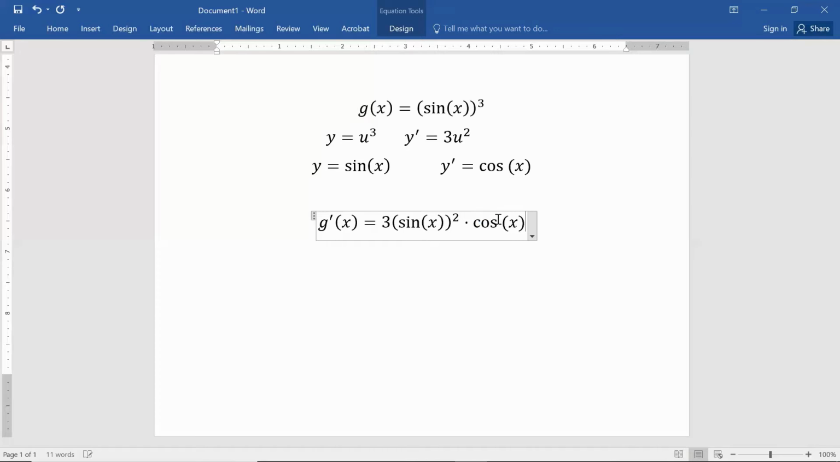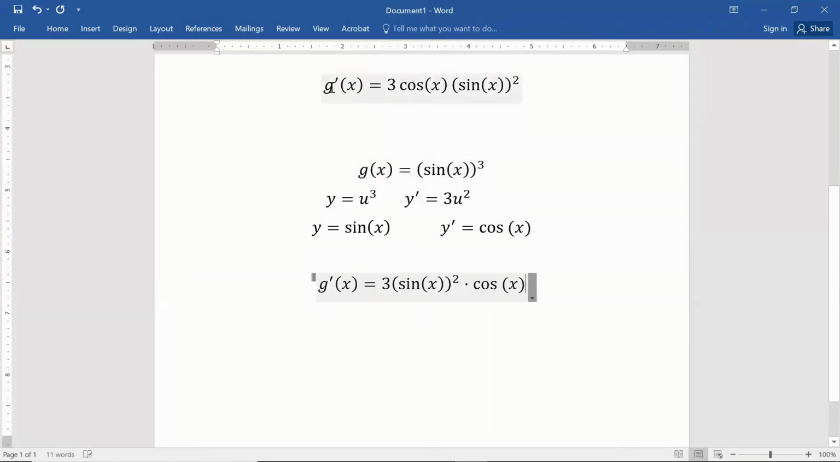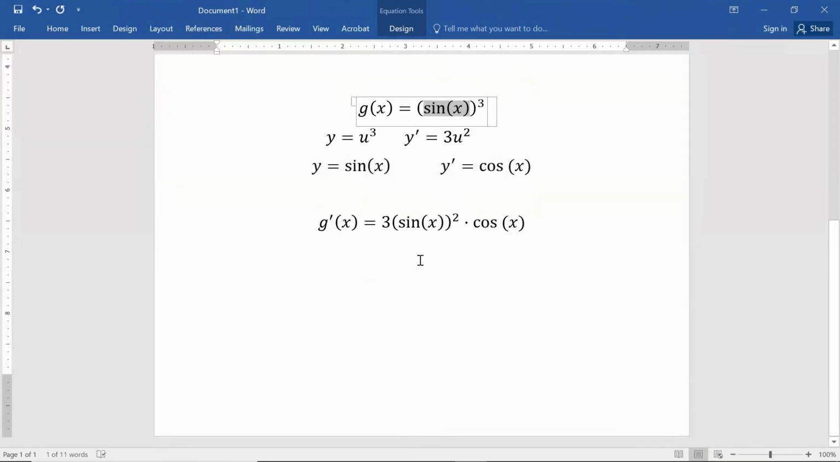I can rearrange the multiplications if I want to make it exactly what we got earlier, 3 cosine times sine squared, or 3 times sine squared times cosine. Now, you'll notice that I'm using a u here as a stand-in for my sine of x. When you do that, oftentimes what you'll see is the chain rule written this way.